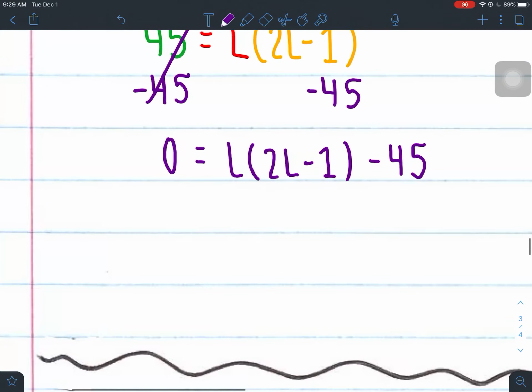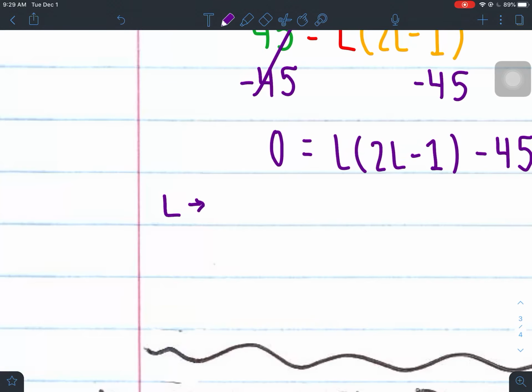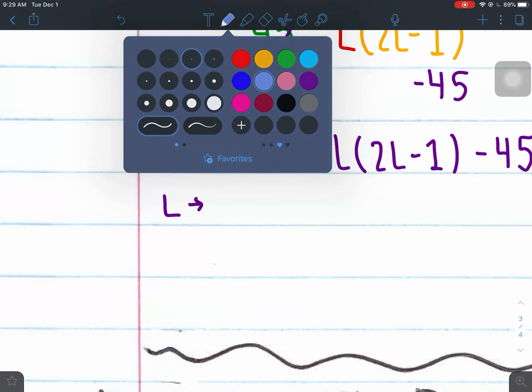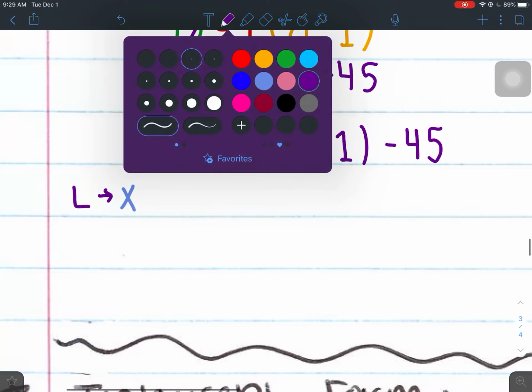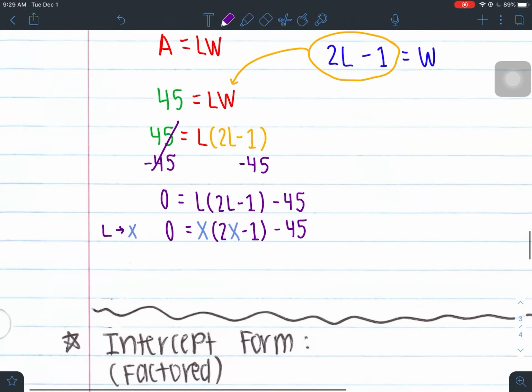And then the next thing is, I can't type in different variables other than x. So in this problem, what am I replacing with x's then? I'm going to replace the L's with x's. So we have the exact same equation, but we have 0 equals, instead of L's, we're going to have x's. So x, parentheses, 2x minus 1, minus 45. Okay, so now I'm going to graph.